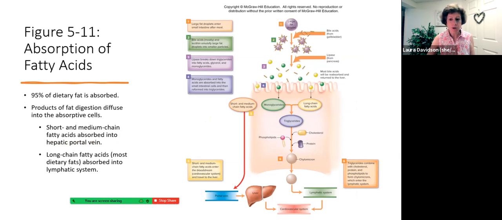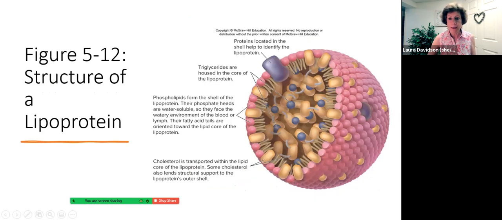And this becomes interesting and important because the larger products of fat digestion, the long chain fatty acids, cannot mix with water-based solutions, which is blood. And so they have to move into the lymphatic system before they reach the blood circulatory system. Be sure to read through this as well.